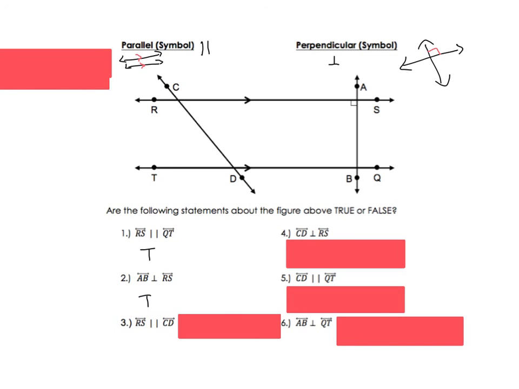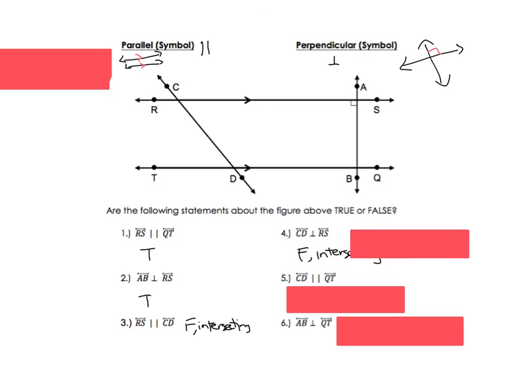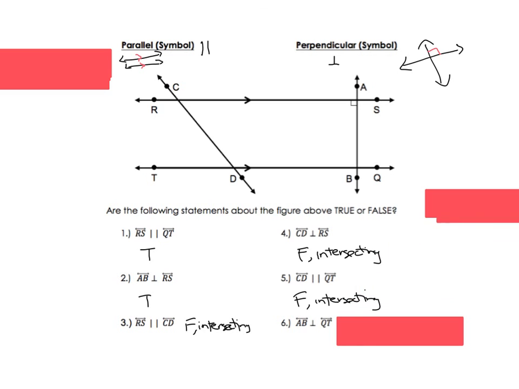All right, 3. RS and CD. Are they parallel? Hopefully you say that those are two lines that are intersecting, so that's false. They're just intersecting. Nothing special about them, they just intersect. 4. Looking at CD, this line here, and thinking it's perpendicular to RS. Now, I know perpendicular lines are two lines that do intersect, but remember, they're a lot more special than that. They create 90 degrees at their intersection, and I don't see that happening here. So that's false. They're just intersecting. 5. CD is parallel to QT. Are they parallel? No, I see clearly that they do intersect here, so that would be false.